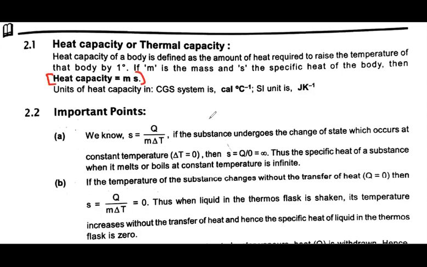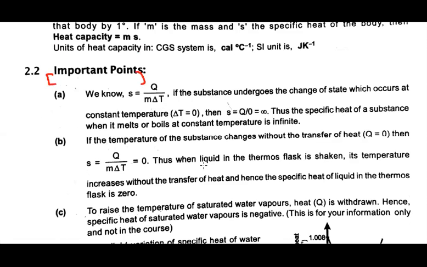Now, if you remember, is specific heat capacity an intensive or extensive property? Specific heat capacity is intensive, independent of mass. Remember it like that. And what about heat capacity? Heat capacity depends on mass, so it is extensive. I hope all of you understood these things. Yes or no?